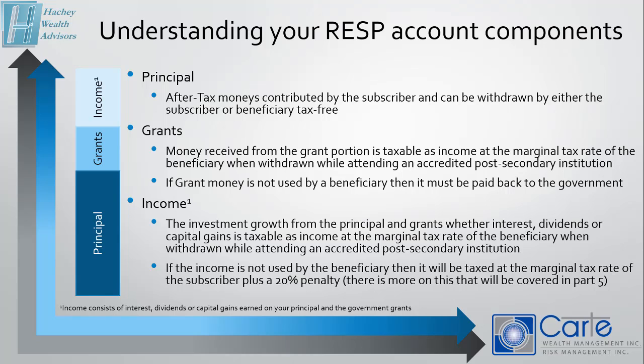And lastly, we have the income portion or the income component. This is the investment growth from both the principal and the grants, and whether it's interest, dividends, or capital gains, it is taxable as income at the marginal tax rate when withdrawn by the student in post-secondary education. If the income is not used by the beneficiary, then it will be taxed at the marginal tax rate of the subscriber plus a 20% penalty. There's more on the specific topic that we'll cover in the Part 5 video, so stay tuned.